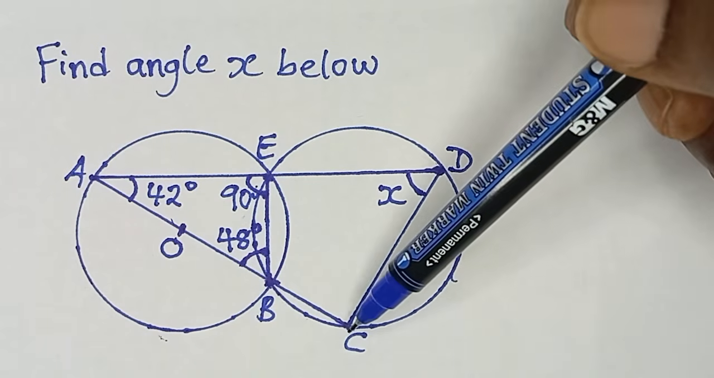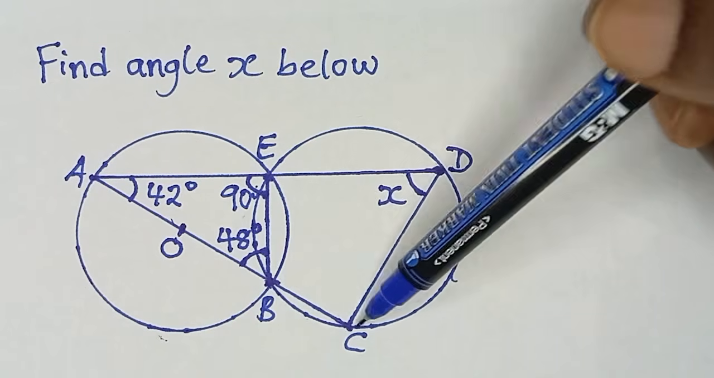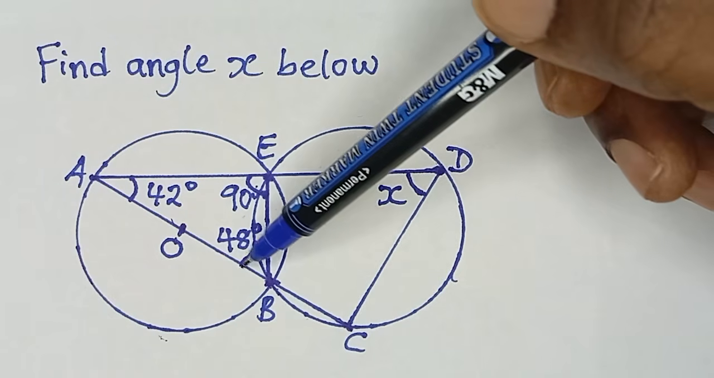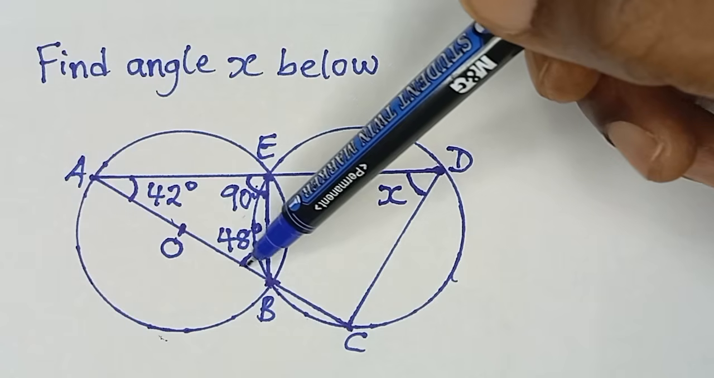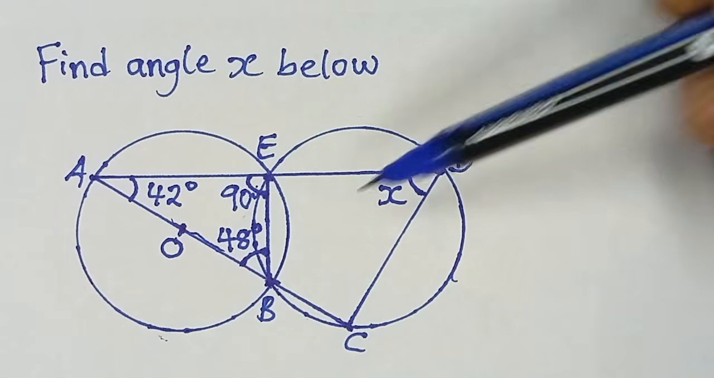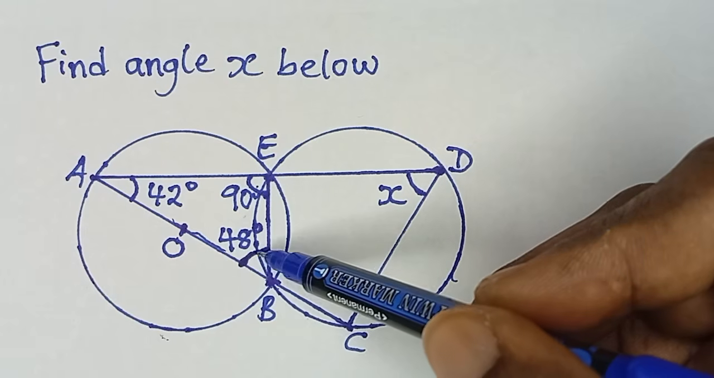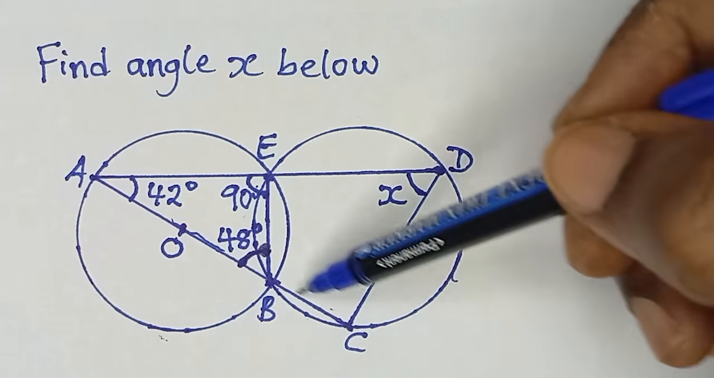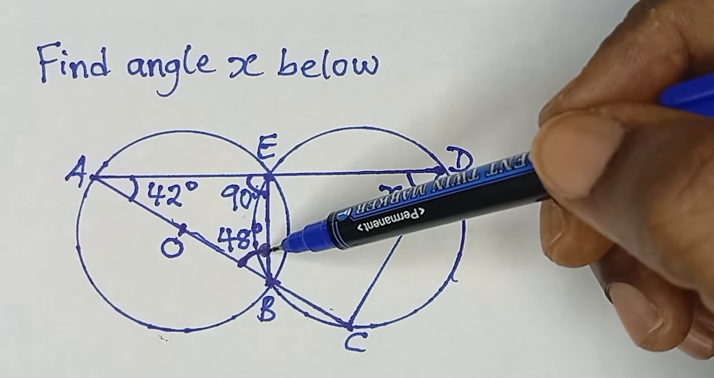Now, one of the lines of the cyclic quadrilateral, which is BC, is extended outward. You can see this line BC is extended outward in this direction. And when it's extended outward, it gives this exterior angle here, which is 48 degrees. Hope you are seeing it. So this extension of the line BC gives an exterior angle which is 48 degrees.